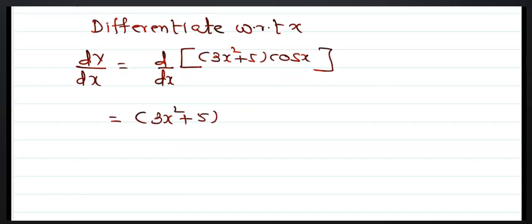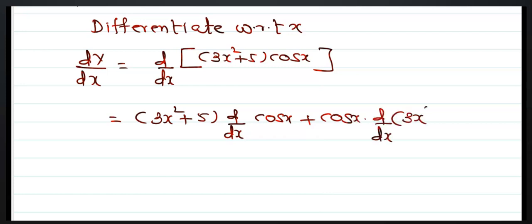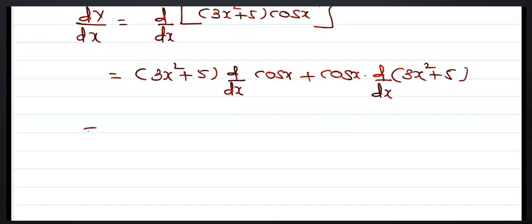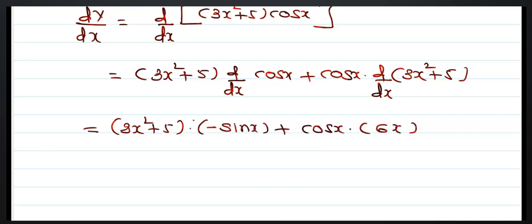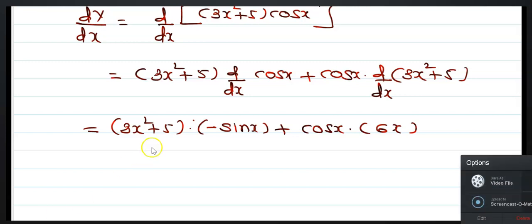Therefore, (3x square plus 5) into the derivative of cos of x, plus cos of x into the derivative of (3x square plus 5). The derivative of cos of x is minus sin x, plus cos of x into 6x. That is, the derivative of 3x square is 6x and the derivative of 5 is 0.